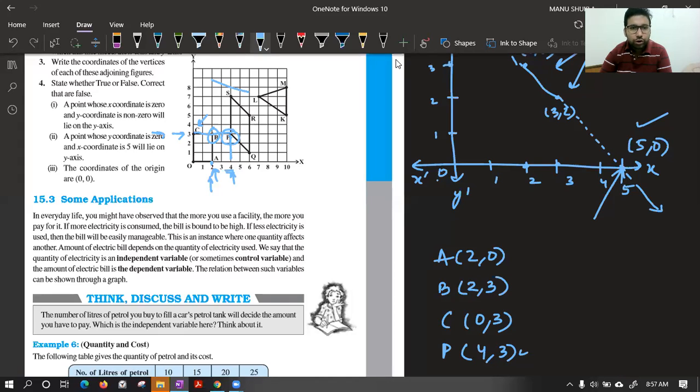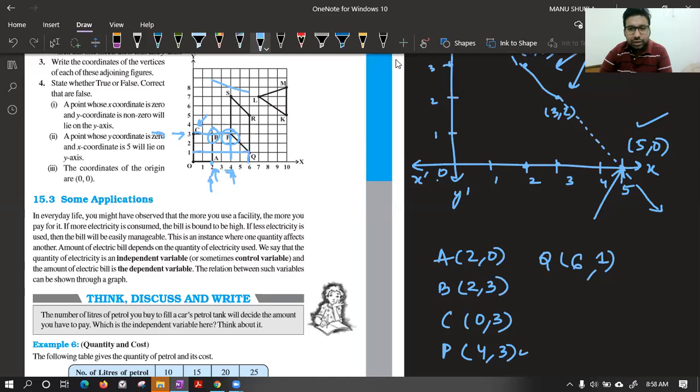Similarly, we have point Q. Saurabh, now try, use the vertical line for Q. You will find 6 as the x coordinate. Use the horizontal line for Q, you will get 1. Saurabh, try to understand this thing. For the x coordinate, use the vertical line. For the y coordinate, use the horizontal line.